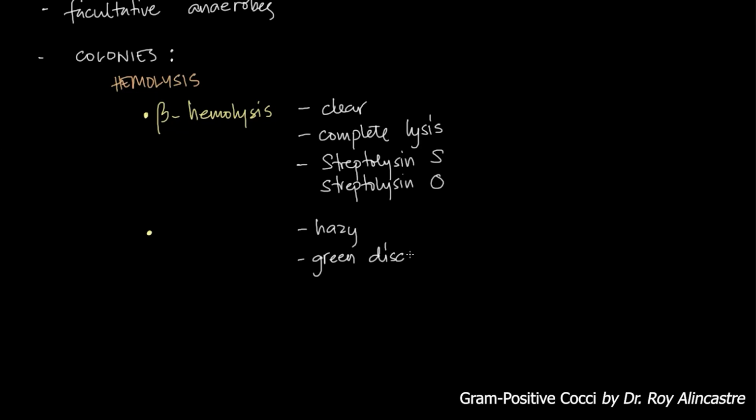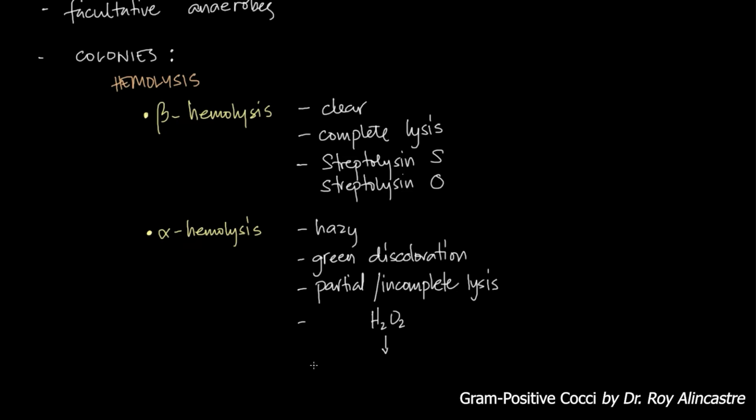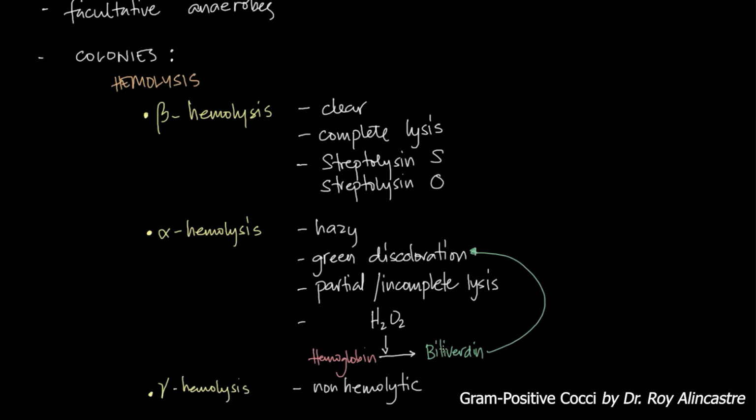But when the zone is hazy with a green discoloration of the agar, it is called alpha hemolysis. Okay, so this is a result of a partial or incomplete lysis of the RBCs in the agar. The green color is formed when hydrogen peroxide produced by the bacteria oxidizes hemoglobin, which is red, to biliverdin, which is green. If there is no hemolysis, it is called gamma hemolysis or simply non-hemolytic.